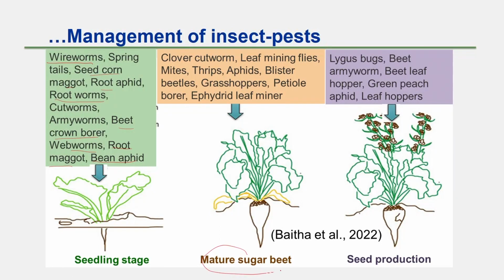Similarly, at mature sugar beet stage, you get clover cutworm, leaf mining flies, mites, thrips, aphids. These are sucking pests, blister beetles, grasshoppers, petiole borer and aphid leaf miner. So, number of pests can come even during mature sugar beet stage. And finally, if this crop is grown for seed production, then one can have lygus bugs, beet army worm, beet leaf hopper, green peach aphid and leaf hoppers. So, number of insect pests are there.